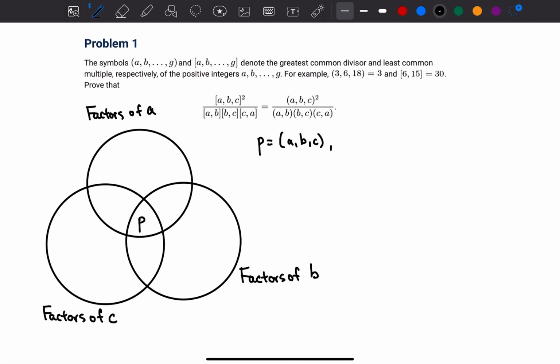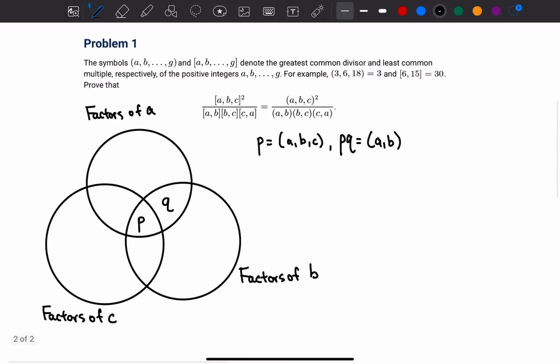And then we can also say that PQ equals the GCD of A and B. And we can add to our Venn diagram by putting Q over here, because P is already shared by all three. But A and B might have some other integer factors that are also shared other than P. As you see here, this section as I highlighted is not shared by C, but it's still shared by A and B. So that is Q.